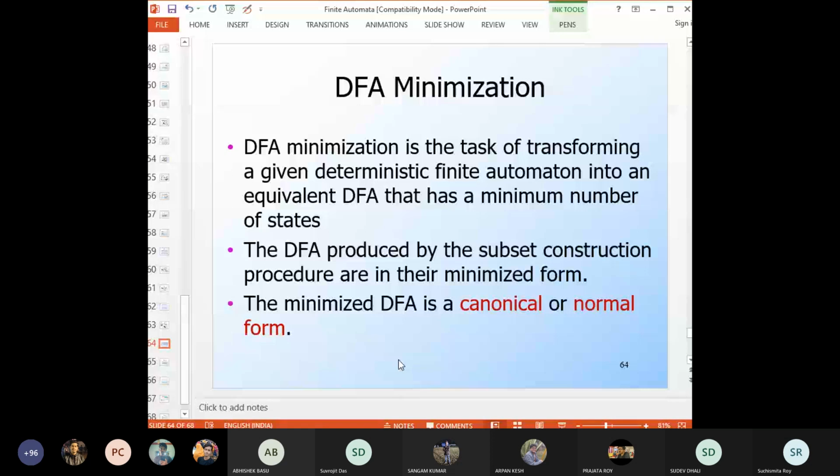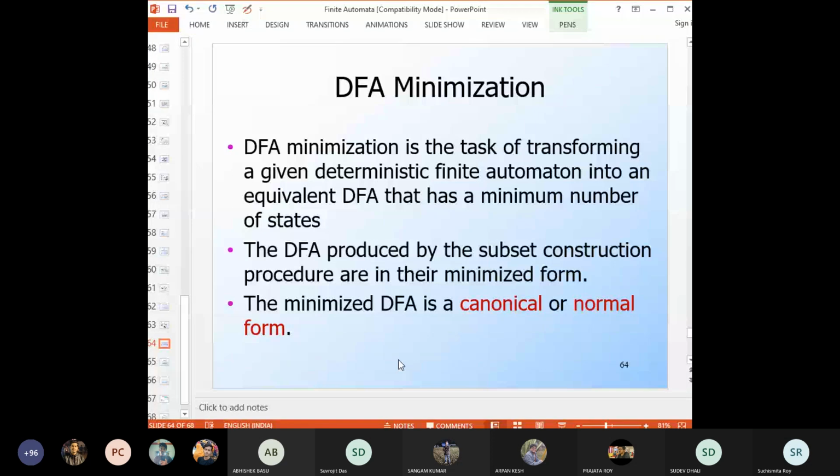Okay. So the DFAs which you produce by the subset construction procedure are already in their minimized form. If you have been following the subset construction procedure which we have done before, particularly the lazy construction method, then you automatically produce the minimized DFA which is canonical. So this subset construction algorithm is a very, very powerful algorithm. Not only does it allow you to create a DFA from epsilon NFAs also if necessary, but it also produces a DFA which is already minimized. So that's an added benefit.